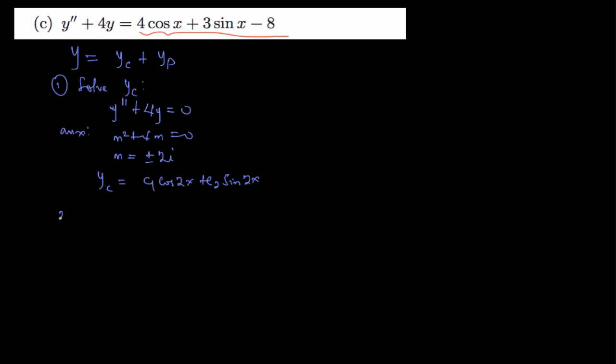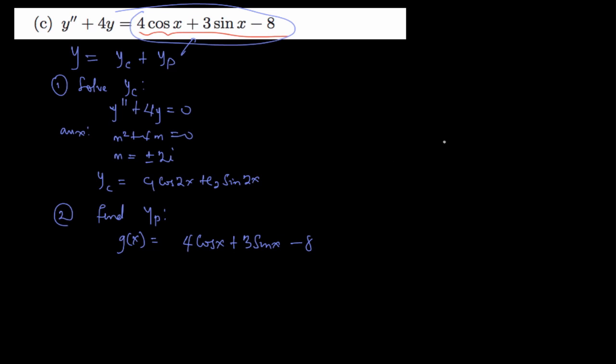The next thing we want to find is yp. To find yp using the annihilator approach, we need an operator that is going to annihilate the right hand side, that is, set the functions here to 0. What we have on the right hand side, let me call that g of x. My g of x there is 4 cosine of x plus 3 sine of x minus 8. My right hand side contains two different terms, or two different families. The first one is of this family, and the next one is of this family.